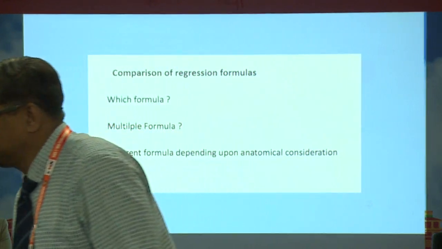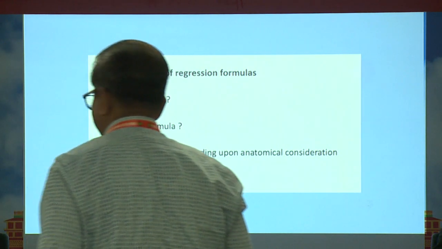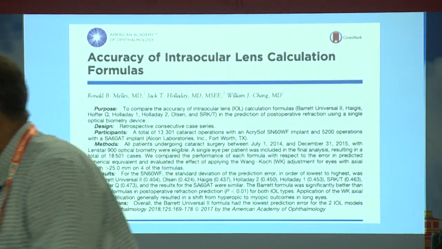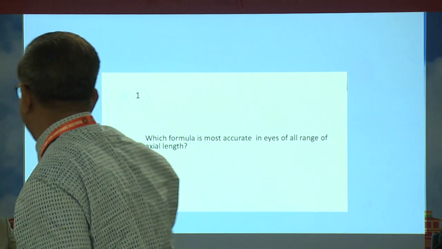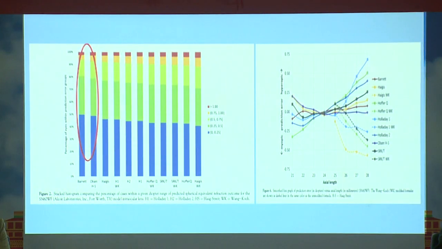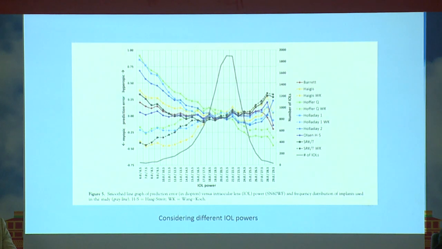Now, for the regression formulas, which formula should we use? Multiple different formulas depend upon the anatomical consideration. This is very aptly described in the accuracy of IOL power calculation in the American Academy of Ophthalmology journal. Which formula is more accurate in all ranges of axial length? Here it is shown that Barrett and Olsen are better than the other formulas. Which formula is more accurate in all ranges of IOL power? Here again, Barrett, Haigis and Olsen formulas are better than other formulas.